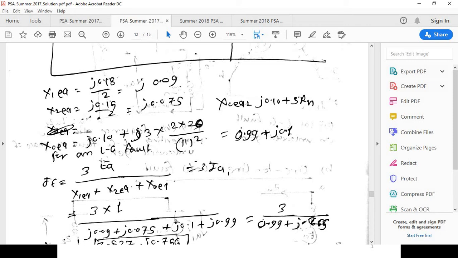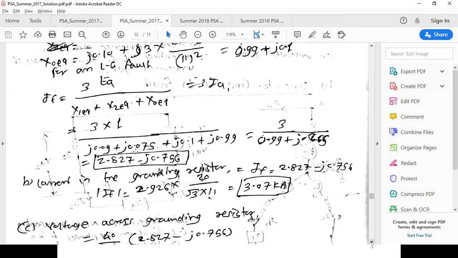So here 3 into 1, that is 3 upon equivalent reactance, that is 3 into 1 upon the values of positive, negative and zero sequence reactance. Just put it in and you will get the fault current, which is equal to 2.87 minus j 0.756 ampere. So this is the fault current.